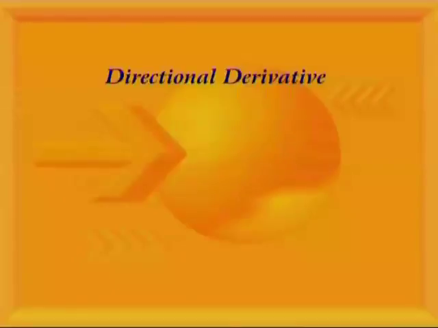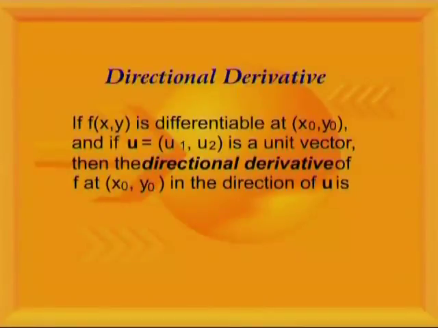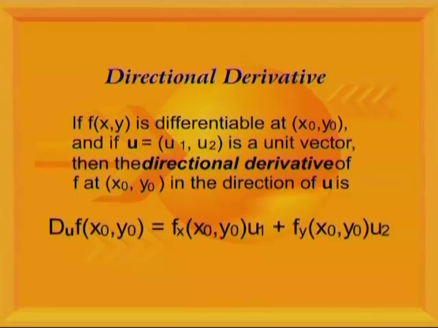आइए, डायरेक्शनल डेरिवेटिव। If f(x, y) is differentiable at the point (x0, y0) and if u = (u1, u2) is a unit vector, then the directional derivative of f at the point (x0, y0) in the direction of u is defined by, that is equal to fx(x0, y0) into u1 plus fy(x0, y0) into u2, as I have already said, and the notation for it is D subscript u f(x0, y0).